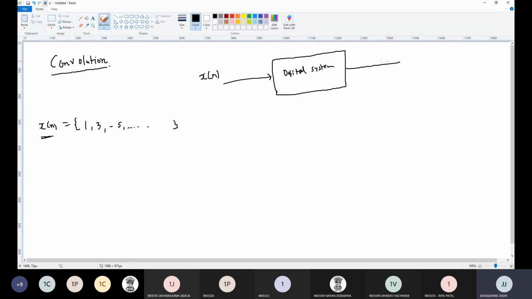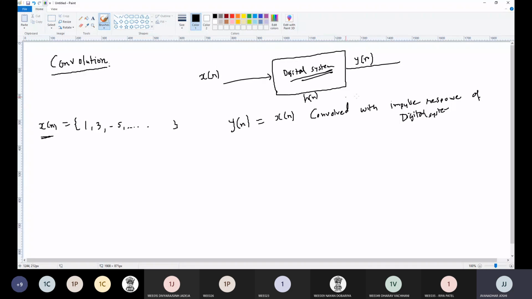If I want to find out the output of the system Y of n, it can mathematically be represented as Y of n equal to X of n convolved with the impulse response of the digital system. Say the impulse response of the digital system is given by H of n. I'm going to tell about this impulse response, please wait for a while. But let's assume that the impulse response can also be written as numbers of samples, H of n equal to 1, 2, minus 7, etc.